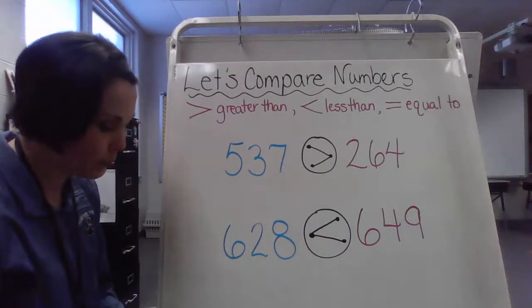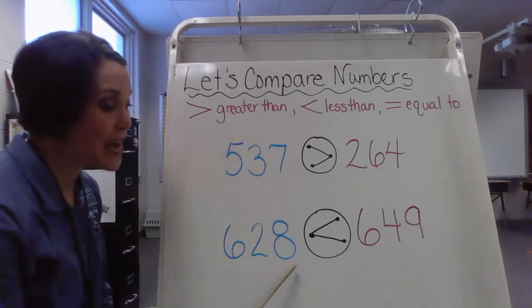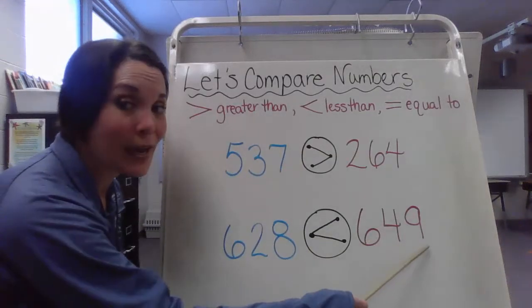Now, how would I go about reading this? 628 is less than 649.